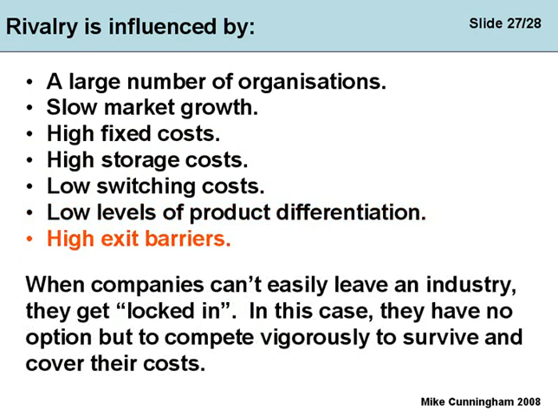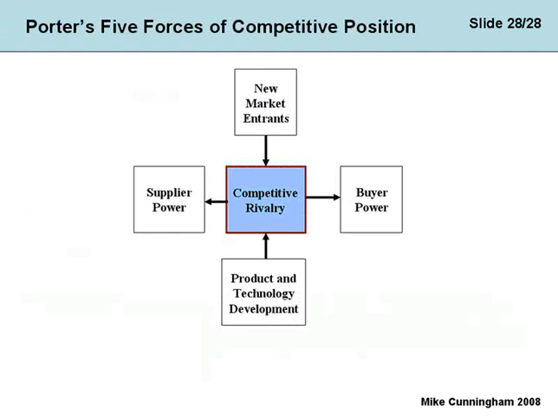High exit barriers. Well, as I said earlier, companies may get locked into an industry. They can't get out because they've got high costs, capital costs or premises and so on. In this case, they fight vigorously to survive. So those are some of the points that lead to rivalry, and that's one of the key forces of Porter's 5 forces. Well worth deeper consideration, this particular one. Okay, thank you.